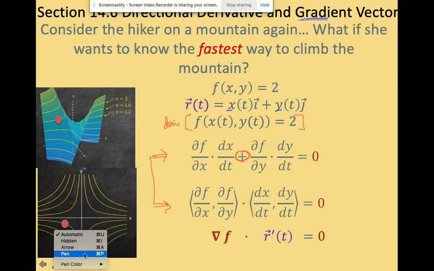I know what the purple is. r of t is my level curve. Oh, I put my dots in the wrong place on this slide. Oh, no, it's supposed to be down here. Oh, whatever, you get it. Where was I? Oh, at this point, here's my curve.